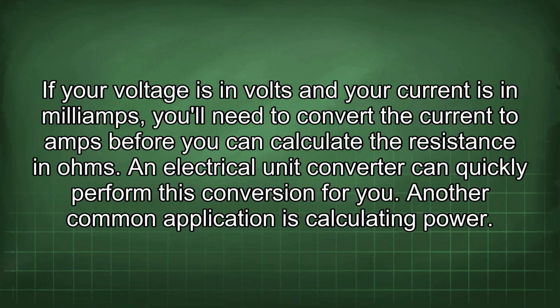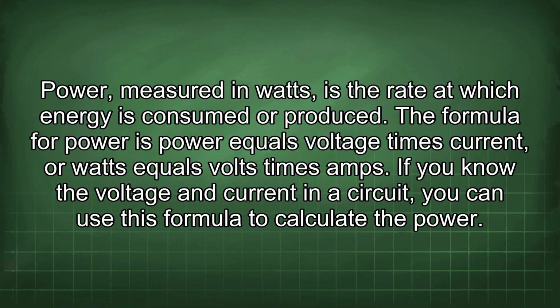Another common application is calculating power. Power, measured in watts, is the rate at which energy is consumed or produced. The formula for power is power equals voltage times current, or watts equals volts times amps. If you know the voltage and current in the circuit, you can use this formula to calculate the power.